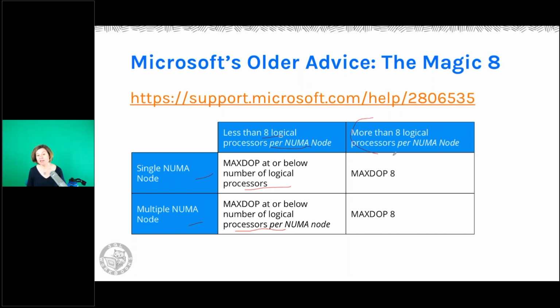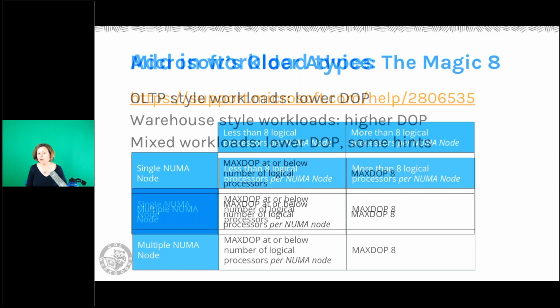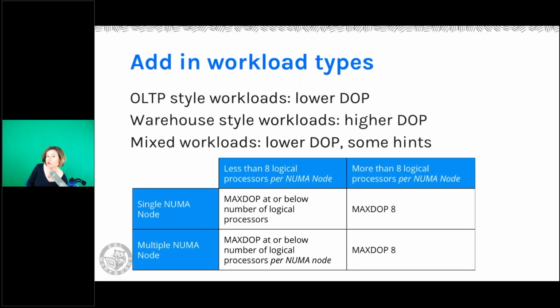If you have more than 8 logical processors per NUMA node, they said that you typically don't get better performance at 8 or above. If the number 8 sounds familiar, it's because we were talking about this with automatic soft NUMA. The reasoning behind this had to do with the fact that at the time, we had difficulty scaling beyond 8 processors. Those processors are going away. This advice is no longer current.